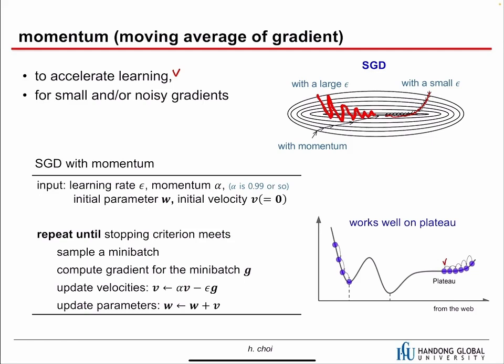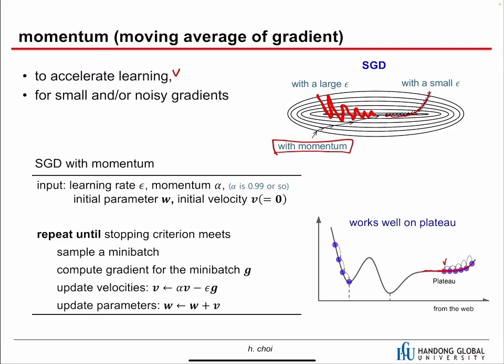When the gradient, the step size, is small, then it will stop around here because the gradient is 0. Then we cannot move, we cannot escape. We cannot move around here. But if we have momentum, then we can get out of this plateau.